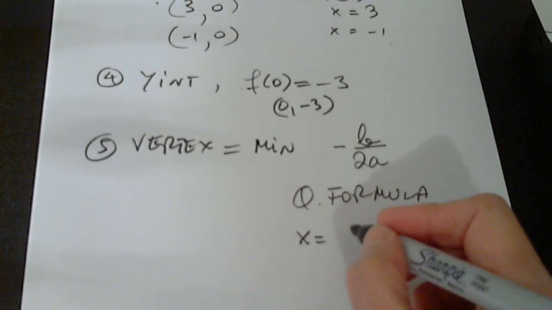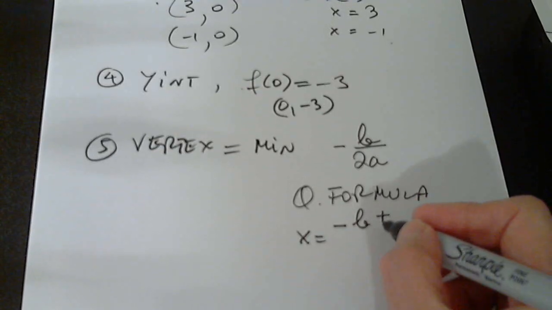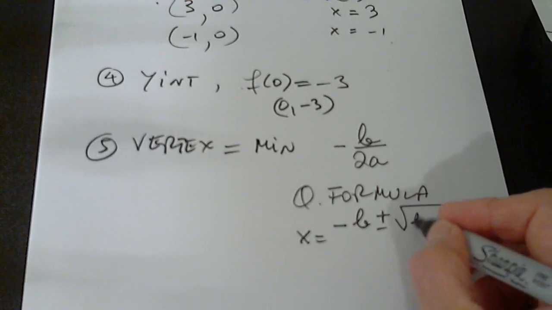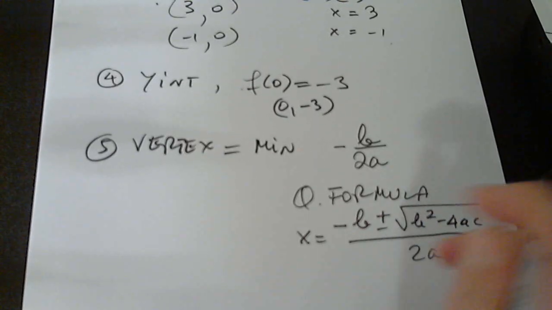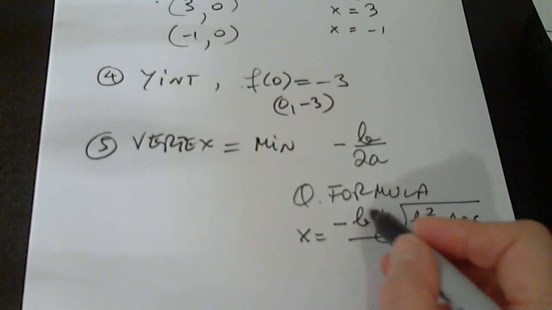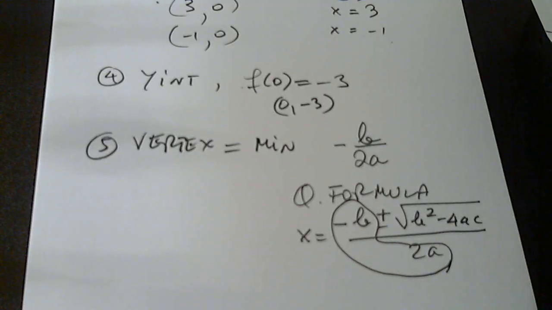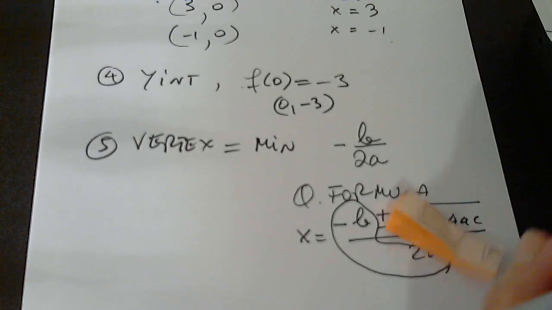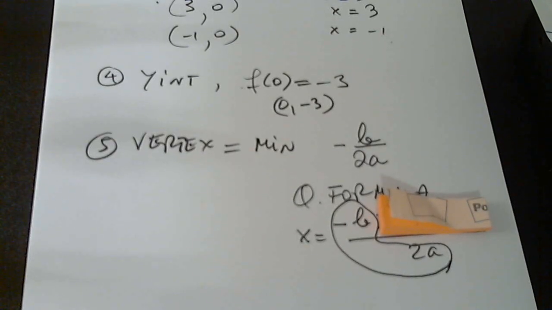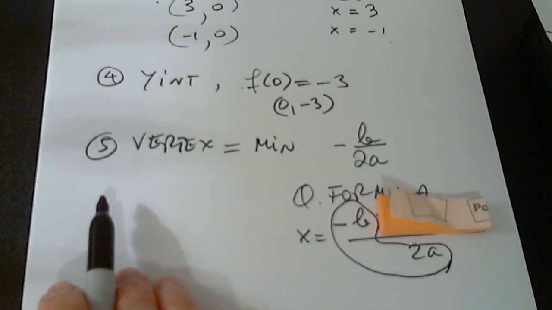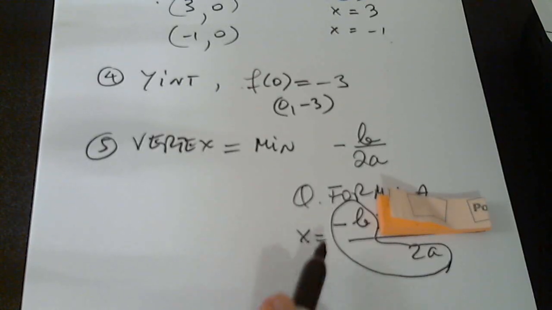If you remember, the quadratic formula is negative b plus or minus the square root of b squared minus 4ac, over 2a. This part, negative b over 2a, is the x-coordinate of the vertex. Very easy to remember: anything except the plus or minus and the square root. That's the x-coordinate of the minimum or the maximum of any parabola.